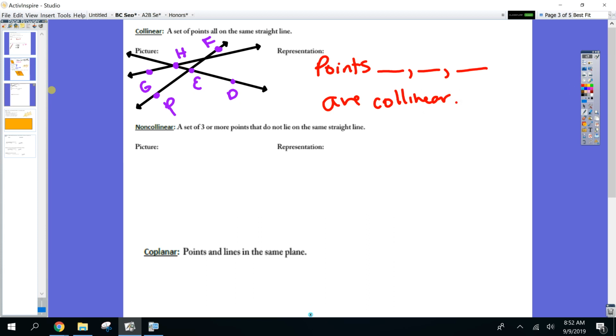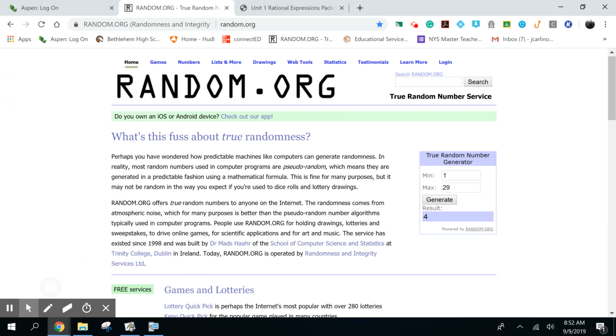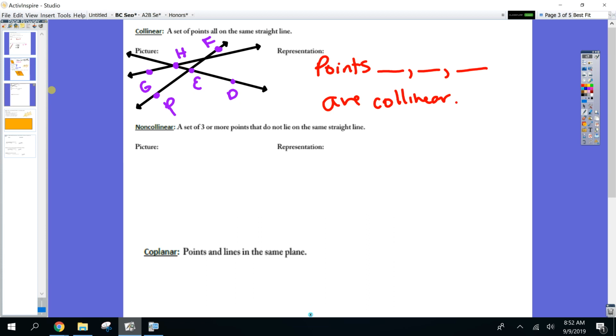Three points. Now, I got to stress, you give me 2 that are, 1 that's not, no good. You're not a winner here. It's got to be all 3. 2 out of 3 doesn't cut it in this class. All 3 have to be on the same line for it to be collinear. What do you got for me? Thank you. H, E, and D.